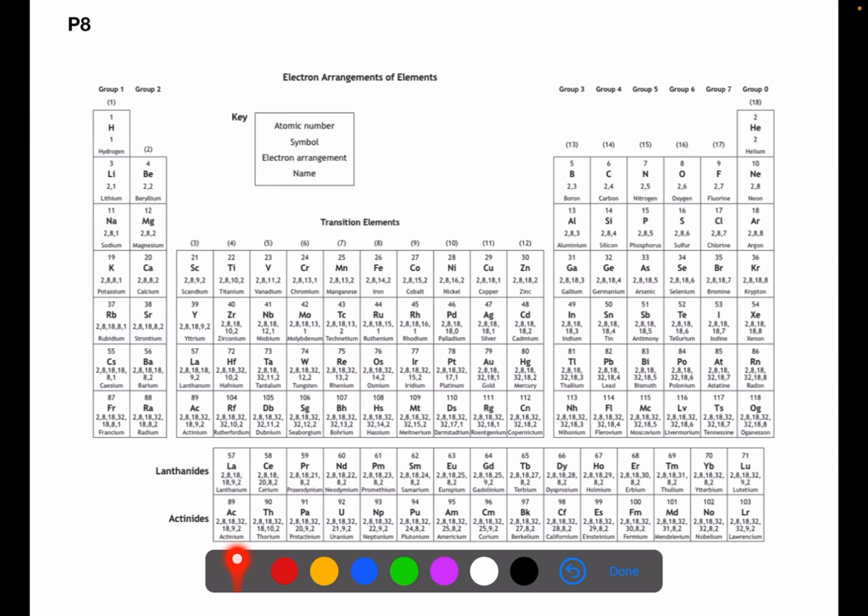This one combines all of the elements, and unlike in National 5, this one shows you the electron arrangement for every element. So in each box, you have the atomic number at the top, you have the symbol, you have the electron arrangement, and then the name at the bottom. So you have the electron arrangement for all of the elements rather than just the main groups. You've got the group numbers across the top, which you can use for helping you write formulae with your valency.